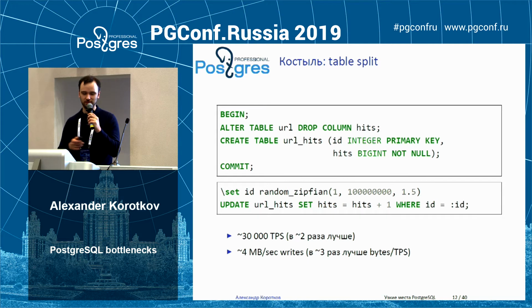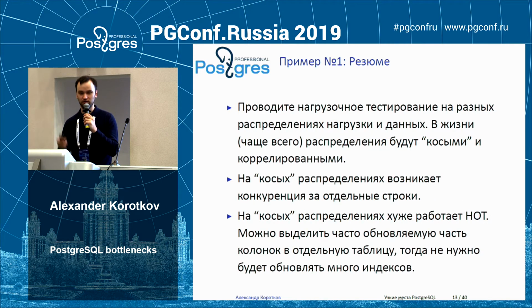What workaround can be implemented? We can make something like this. Have a standalone table with hits, with just two fields, ID and hits, and you won't have to update so many indexes. With pgbench, we can run the same test and we see that TPS grew, of course not to 200,000 TPS, but by around two times. And the write speed is around 4 megs per second. Well, it's still 3 times better, and it's a very good workaround.